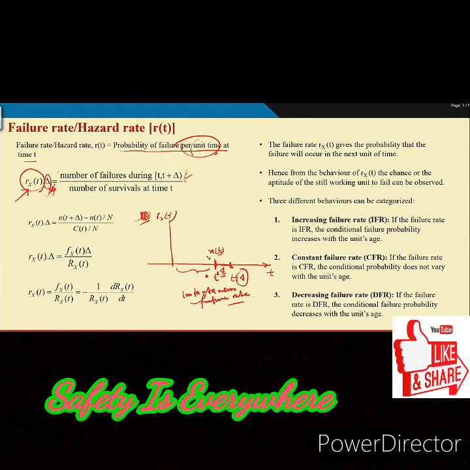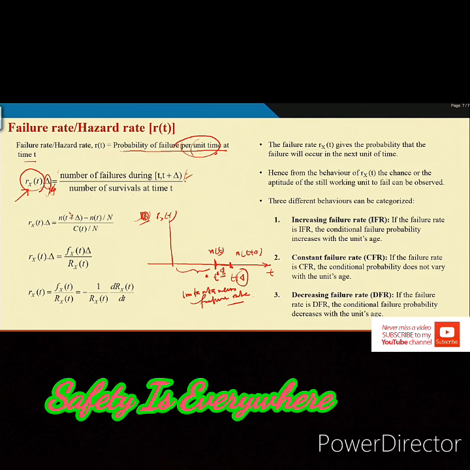That is n(t). What is the number failing at t plus delta? That is n(t+delta). So, the number of failures during this interval is n(t+delta) minus n(t). Then the number surviving at this place is C(t), that is what we have seen earlier. So, this can be written like this: n(t+delta) minus n(t) by C(t).